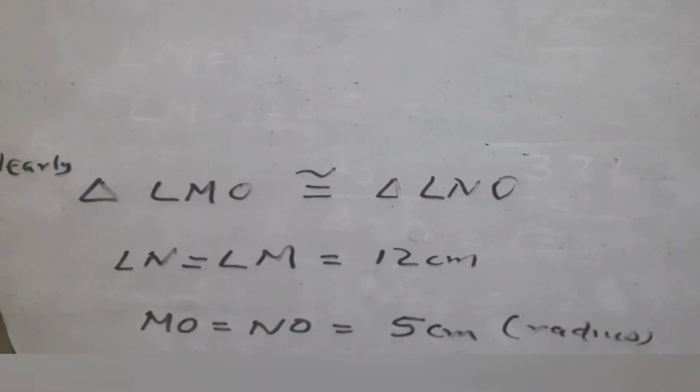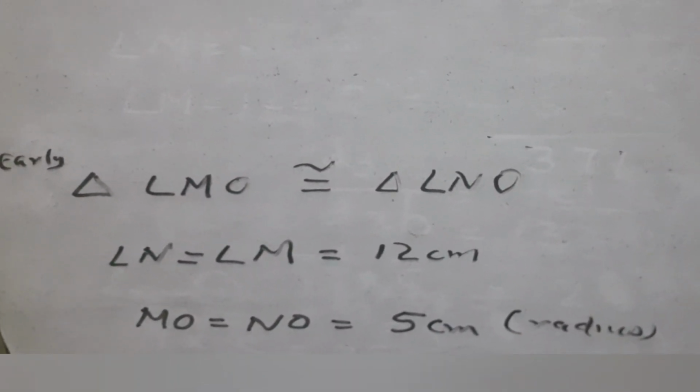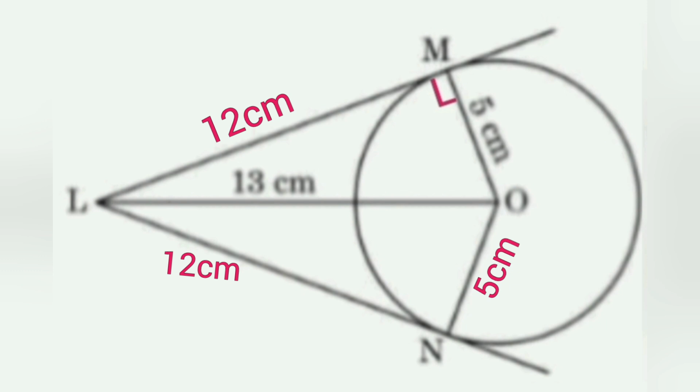MO equal to NO equal to 5 centimeter, which is the radius. Now we know all the sides of the quadrilateral. So required perimeter is 12 plus 12 plus 5 plus 5.